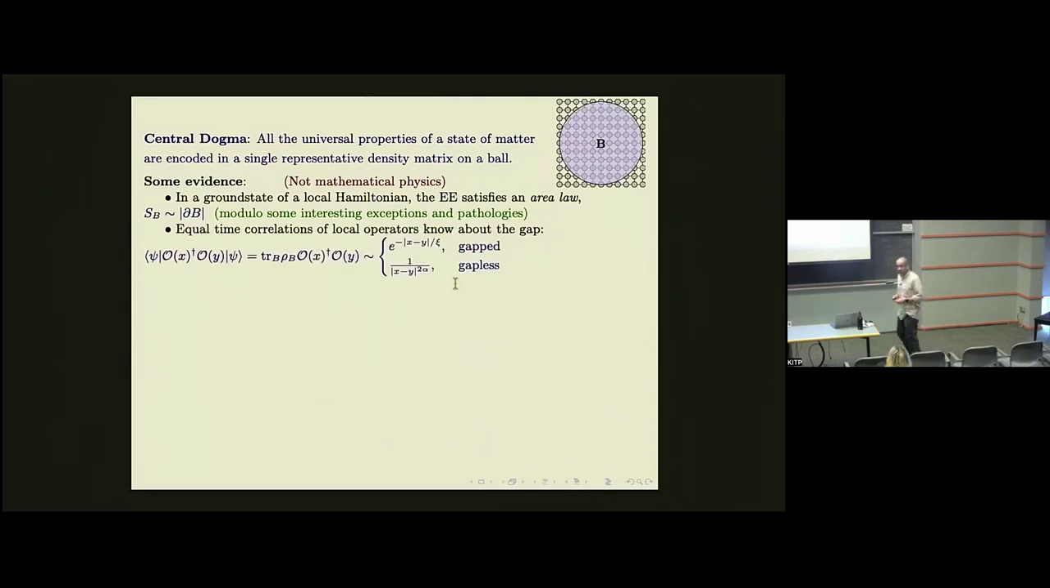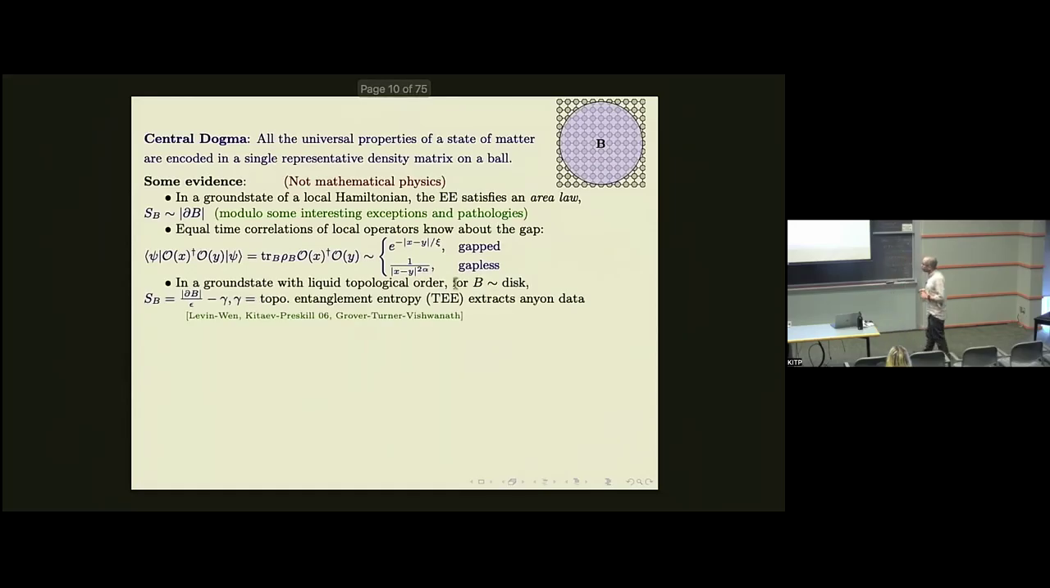Furthermore, the reduced density matrix of a big enough ball knows whether the state is gapped or not, by computing equal time correlation functions of operators inside the ball but far enough away, which is something we can do with this density matrix. If they fall off exponentially, it's probably gapped. If it's a power law, it's probably gapless.